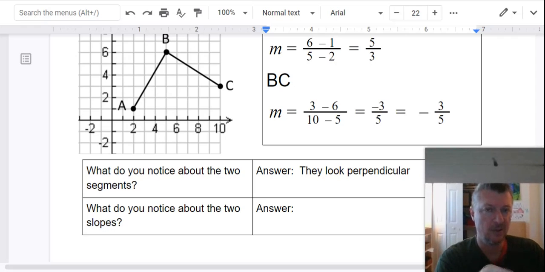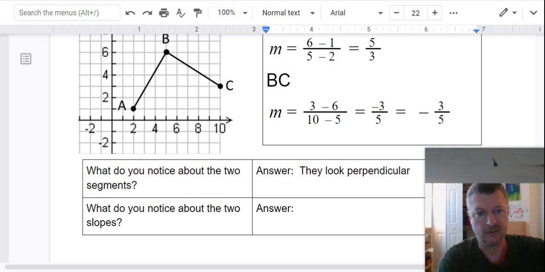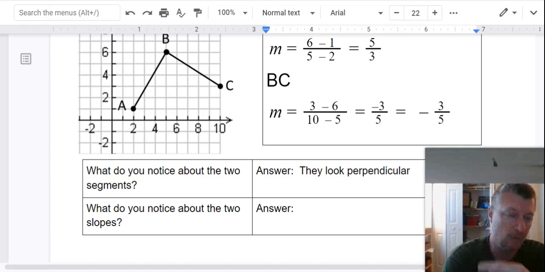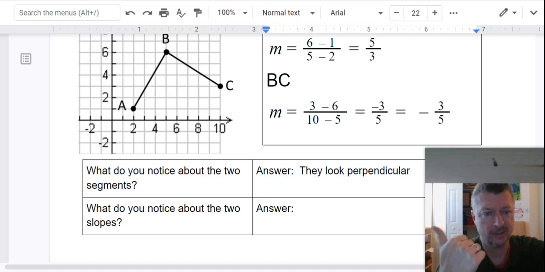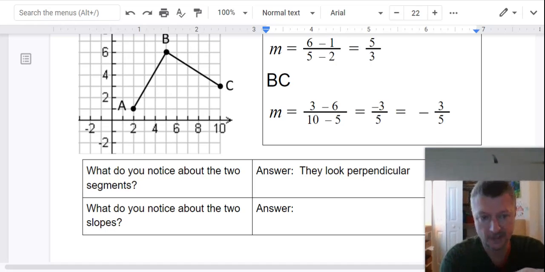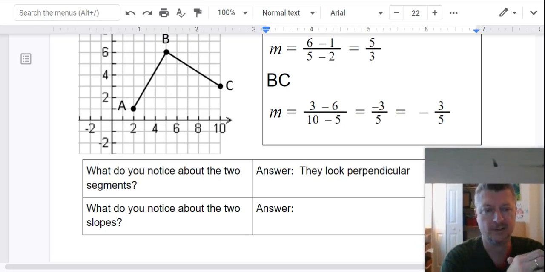Okay, so here's the deal. One is 5 over 3. You flip it, and then the other one is negative whatever it is flipped. 5 over 3, flip it to 3 over 5, put a negative on it. Or you'd take a negative off. If you went from the bottom up, you'd say, okay, I have negative 3 over 5. I flip it to 5 over 3. I take the negative off, right? So one's negative, one's positive, and it's flipped. That's pretty much how it is. Anytime you see that, the lines are perpendicular.